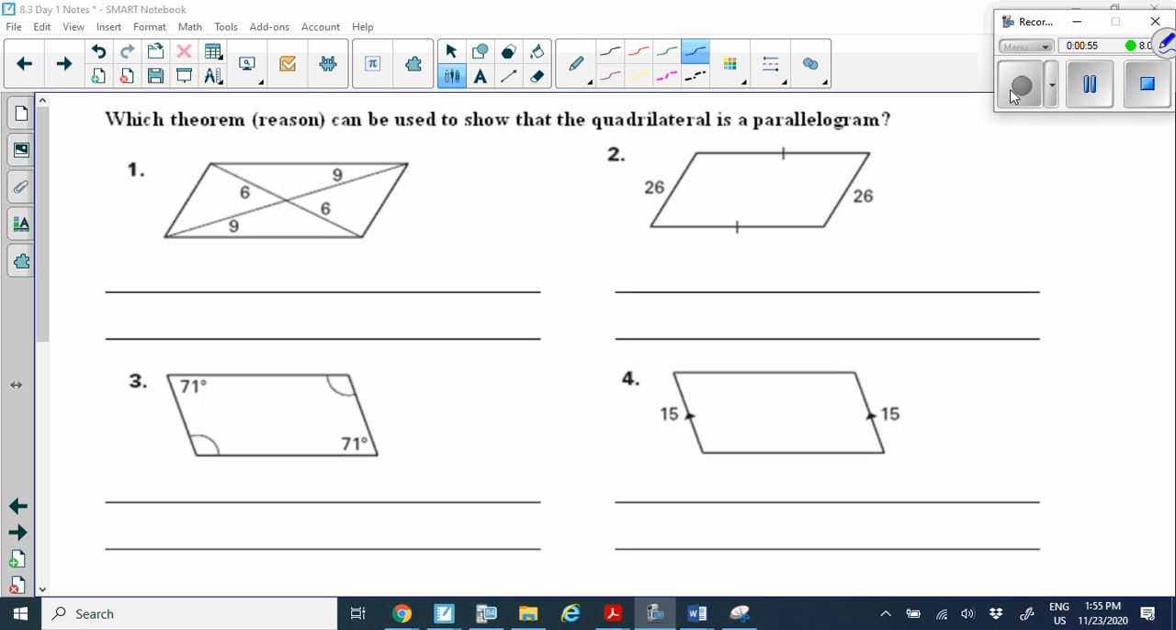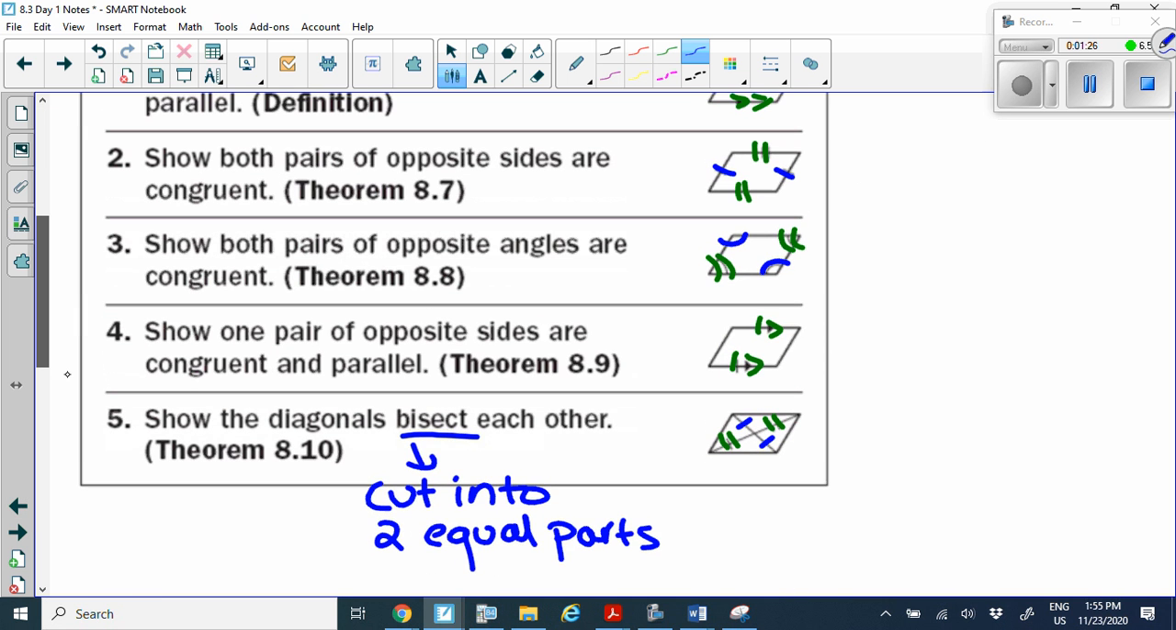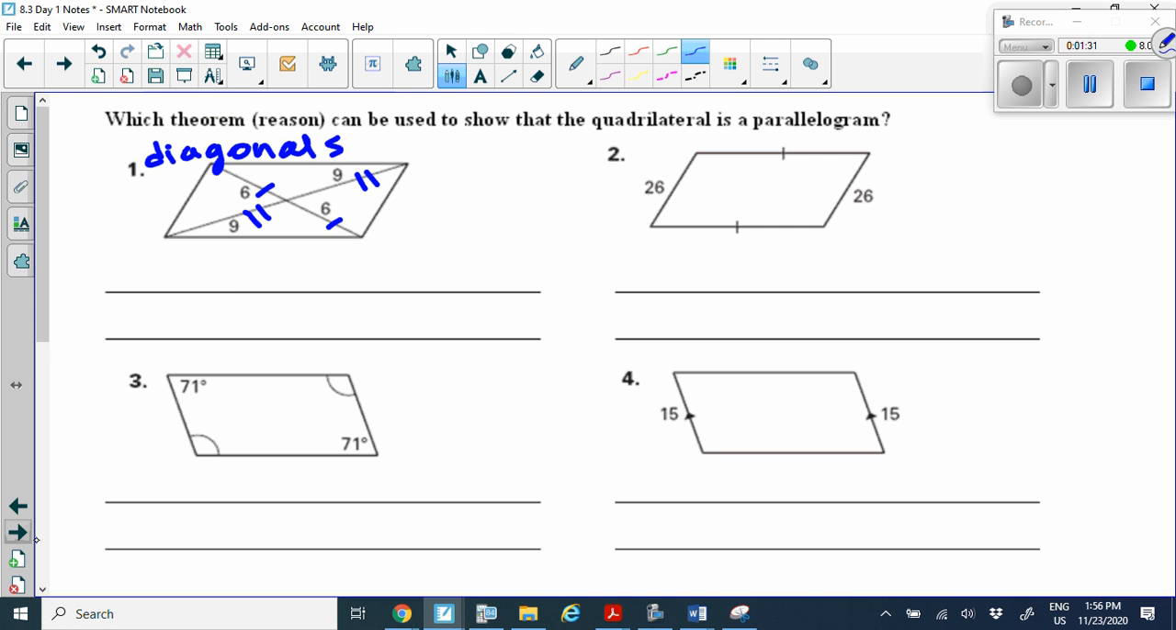So here, always look at what the picture is presenting you. You can't add additional information. You can only use what they give to you on the picture. So notice we are dealing with diagonals, okay? And really there's only one theorem that talks about diagonals. So we notice here, we see a 6 and a 6. Remember, when you have the two equal parts, they are congruent, and we have 9 and 9. So notice that the diagonals bisect each other. So if we go back to what theorem that was, we're going to list that as 8.10. Okay, so all you got to put is 8.10. That's it.